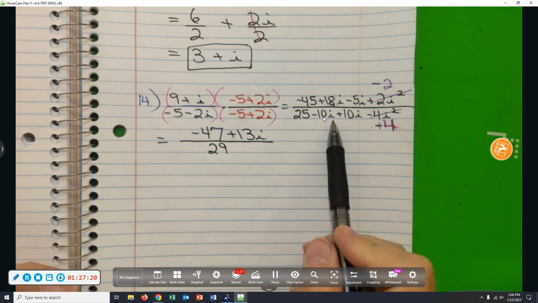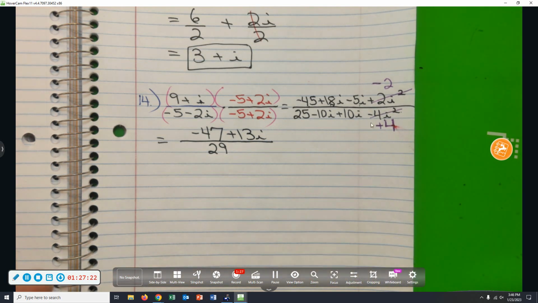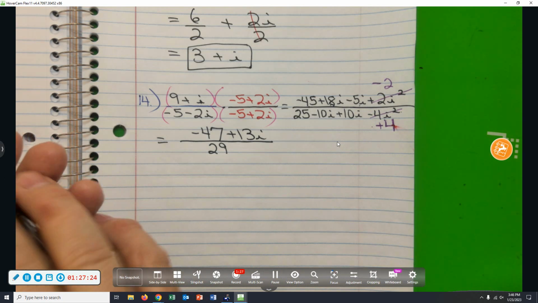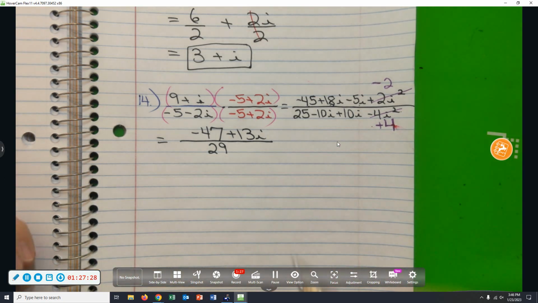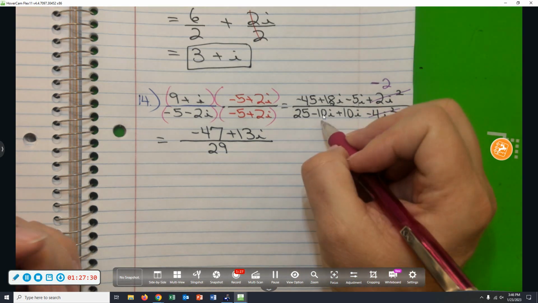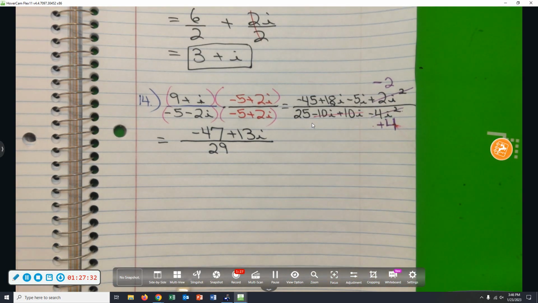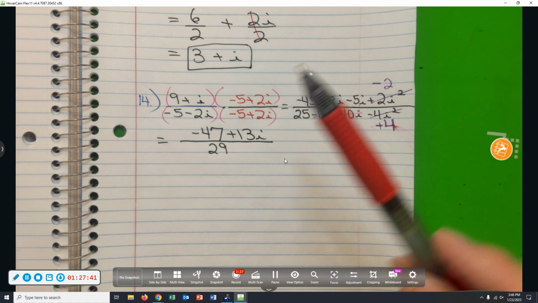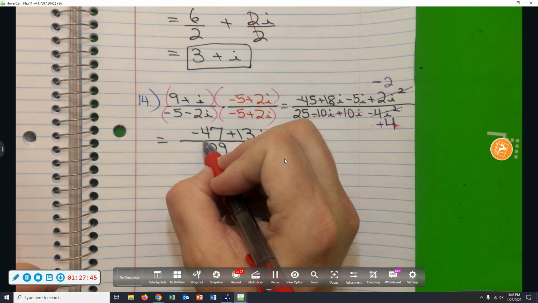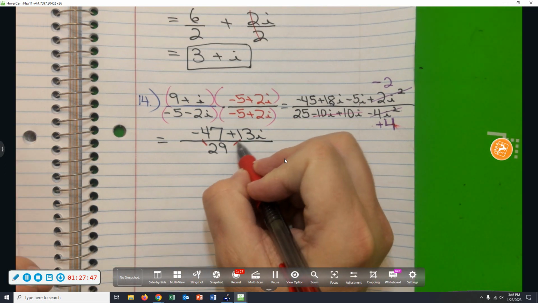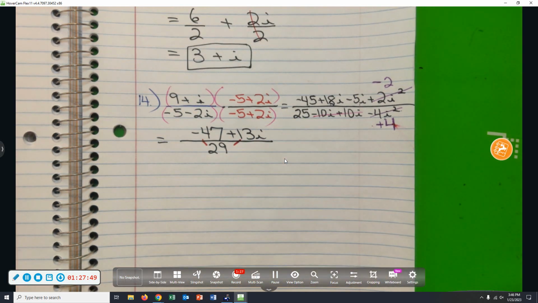What's about to happen here? Is that an accident? Is that just a freak coincidence that those i's are canceling out? No, that's the whole point of what we're doing, getting rid of the i in the denominator. Negative 10 plus 10 gives me 0 i's. Now we have an i on top and just an integer on the bottom. We split them up.